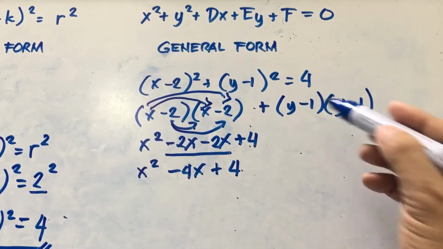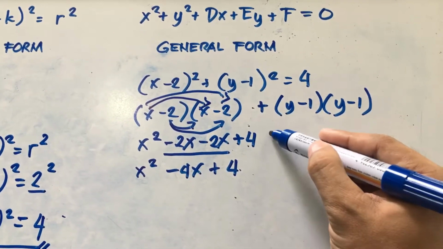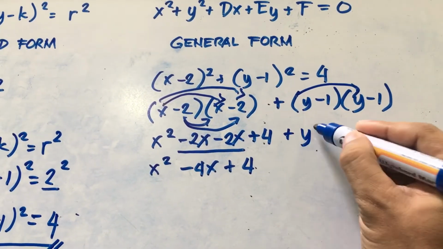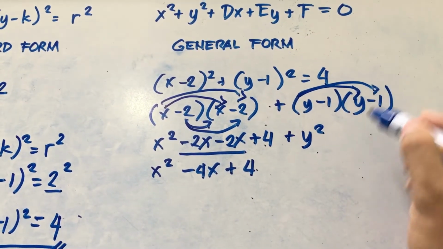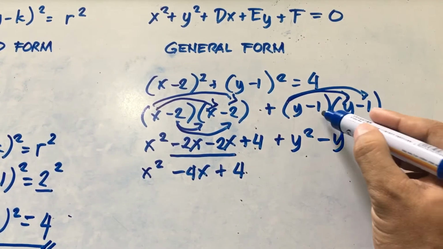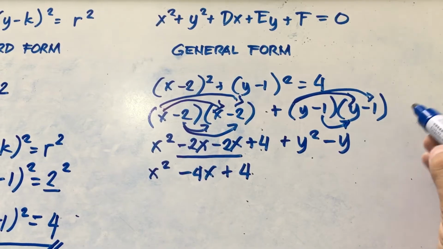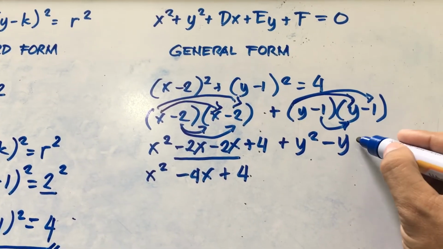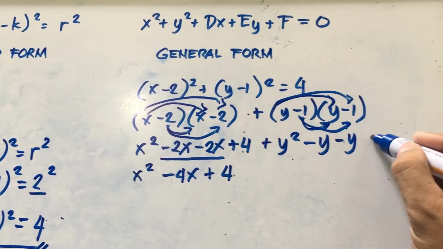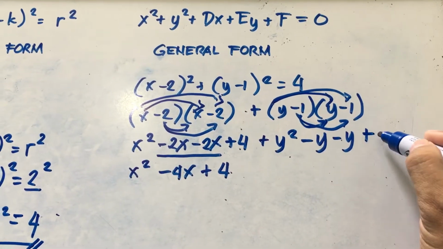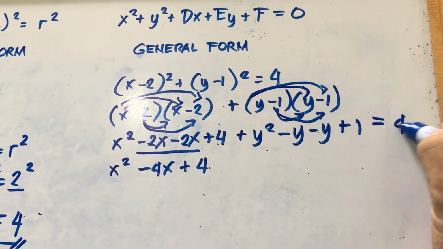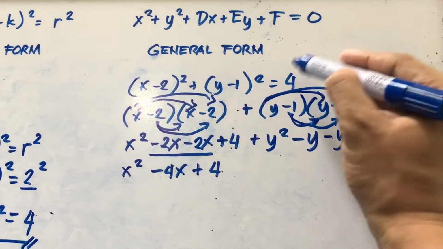At this point, the same as usual, simplify. y times y, you get y squared. y times negative 1, you get negative y. Negative 1 times y, negative y. Negative 1 times negative 1, you get positive 1, which is equal to 4. Do not forget, equals 4.